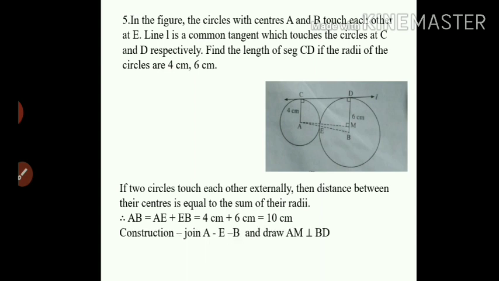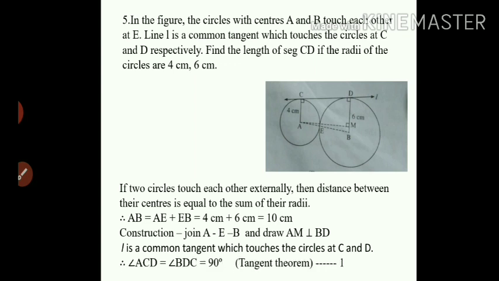Now the construction part: join A, E, B, and draw one more line AM which will be perpendicular to BD. Now we know L is a common tangent which touches the circle at C and D, means angle C and angle D will be 90 degree. The reason is tangent is perpendicular to the radius. So angle C and angle D is 90 degree, by tangent theorem, statement number 1.